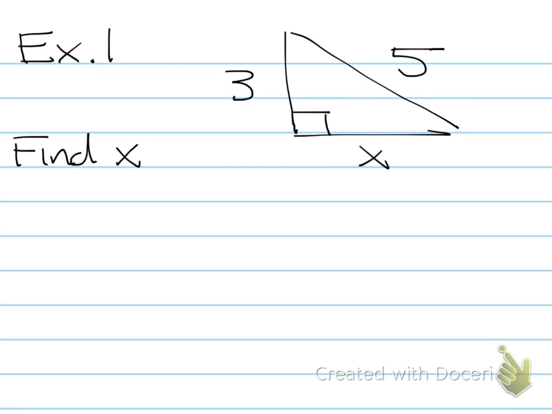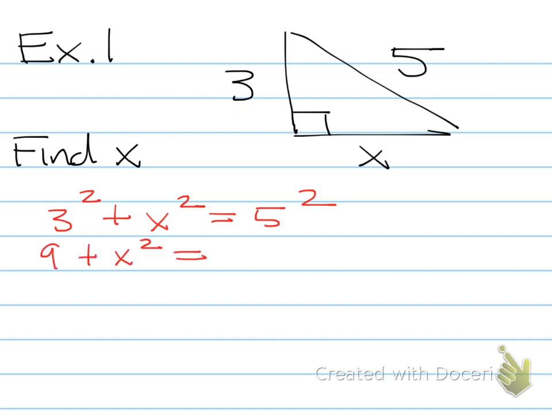Alright, so if we want to find the length of this leg, we square both legs, add those two together, and set it equal to the hypotenuse squared. So 3 squared plus x squared equals 5 squared. So we get 9 plus x squared equals 25. Subtract 9 from both sides. We get x squared equals 16.